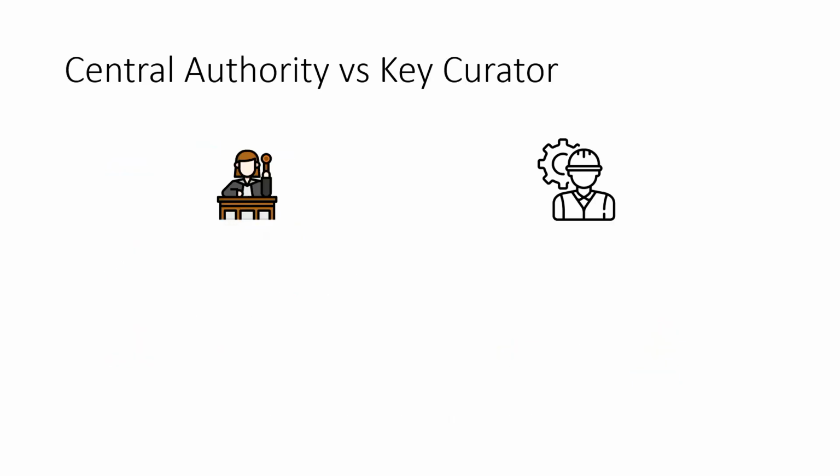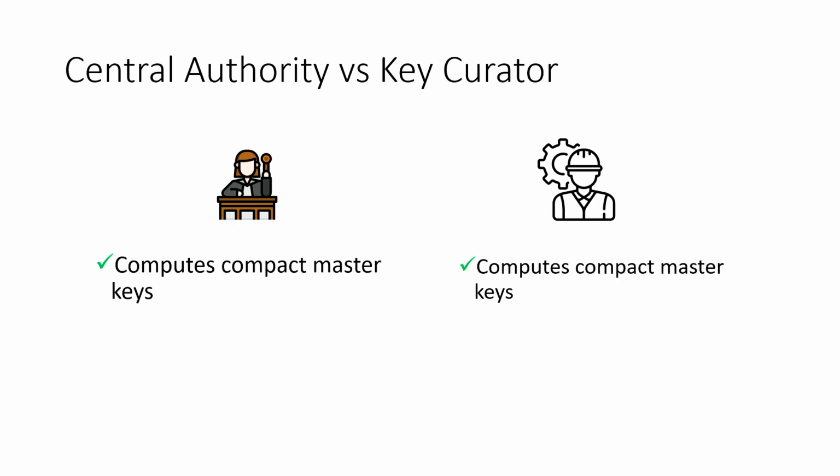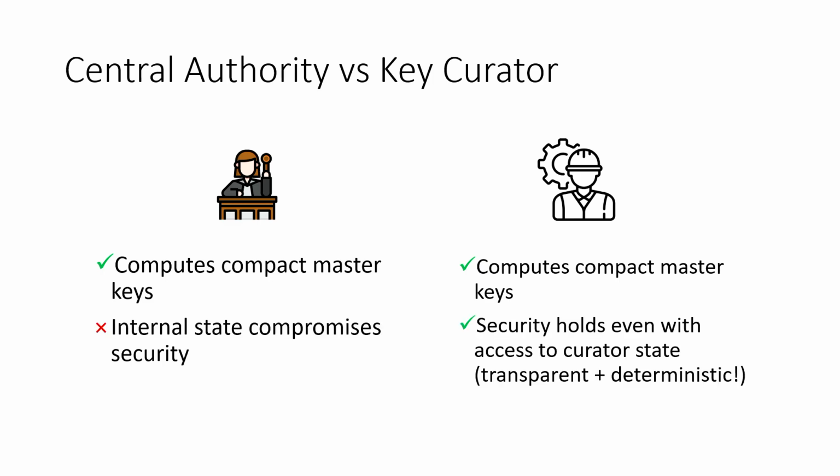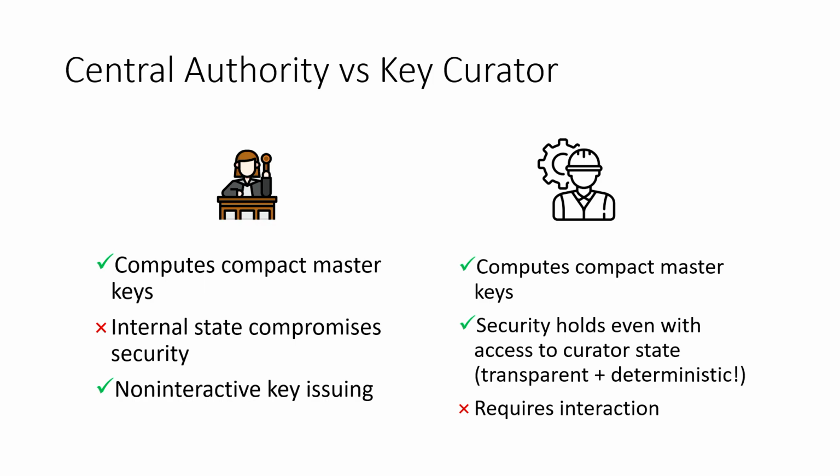Just to further explicitly compare these two, the central authority and key curator both play the same role of producing this compressed public key. But the primary upside is that your key curator has no secret state, as I've said. A slight downside, of course, is that when these are constructed, there will be some interaction that's required.